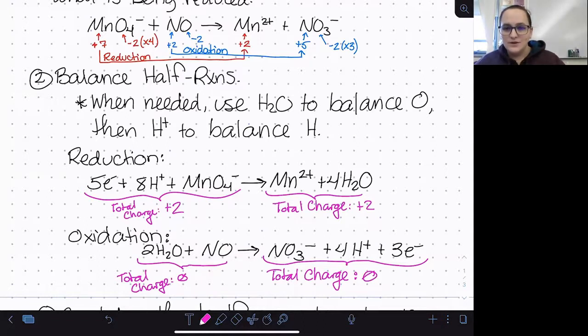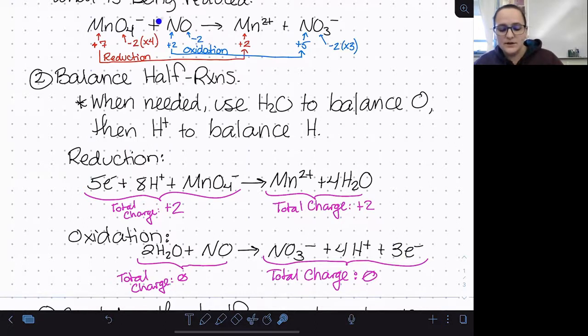One other thing to note that can be a little bit helpful is that your number of electrons here is how many your oxidation number changes by. So we went from +7 to +2, meaning we must have gained 5 electrons. So that's why there are 5 electrons here. We went from +2 to +5, which means we lost 3 electrons, which is why there's 3 electrons here. So that can be helpful as well.